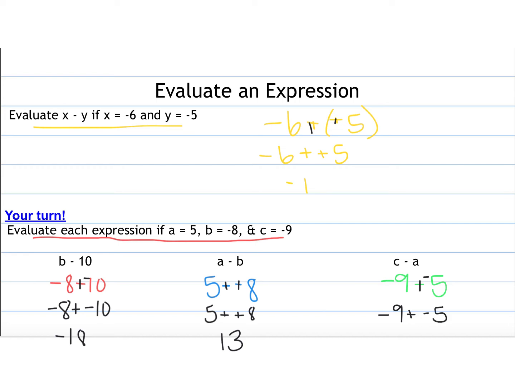It was a positive 5, so now it becomes a negative 5. Now both numbers are negative, so negative 9 plus negative 5. Signs are the same, add them together. 9 plus 5 is 14. Both the numbers are negative, so that means our answer is going to be a negative 14.